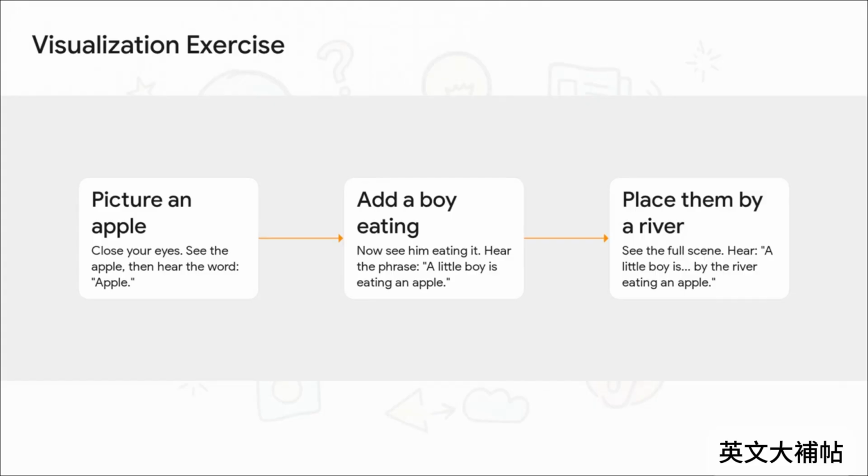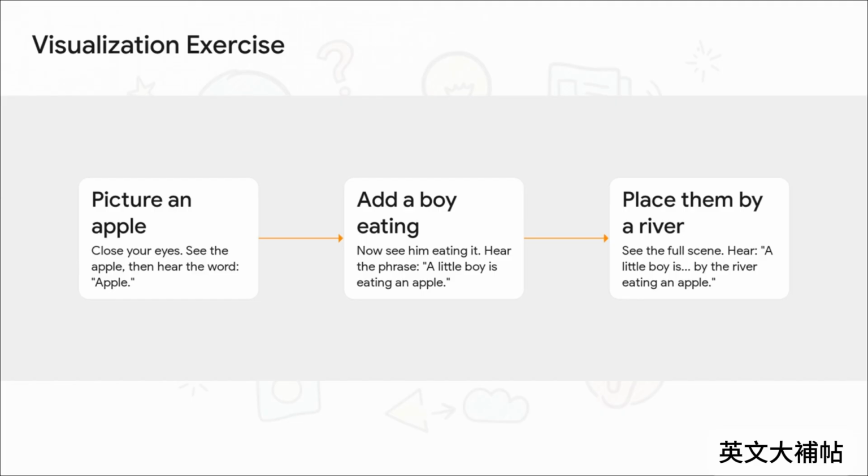Let's actually try this right now. If you can, just close your eyes for a second. First, I want you to picture an apple. See its color, its shape. Now, hear the word apple. Got it? Okay, let's build on that. Now see a little boy eating that apple. And hear the phrase, a little boy is eating an apple.